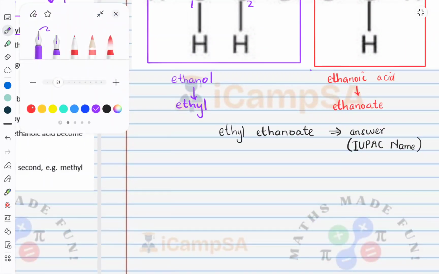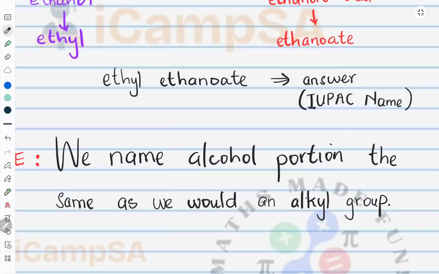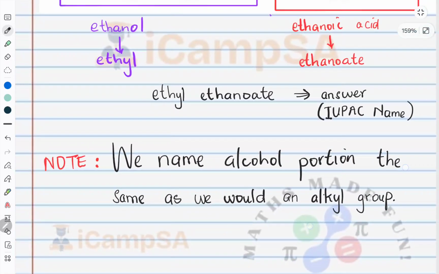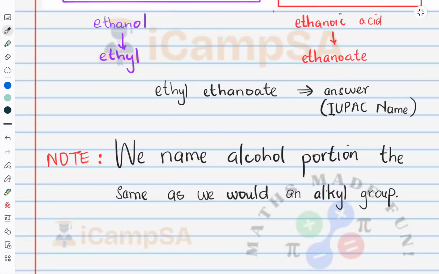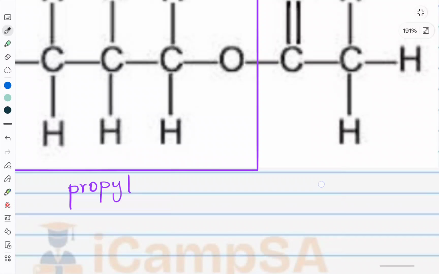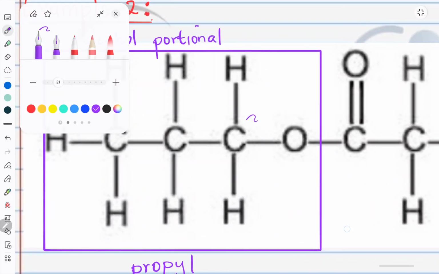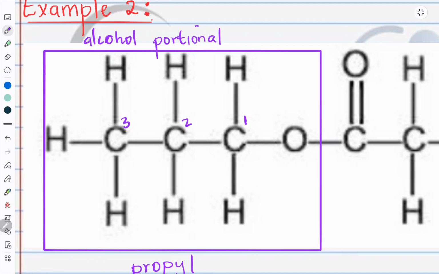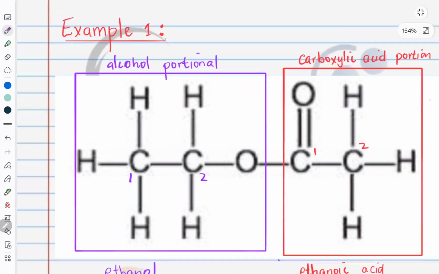So I must create a note here to say we name the alcohol portion the same way we would name an alkyl group. Okay, so we name the alcohol portion the same as we would name an alkyl group. All right, always. Now this means here we have propyl. Okay, so why is it propyl? Again, remember it has 3 carbon atoms, 1, 2, 3.